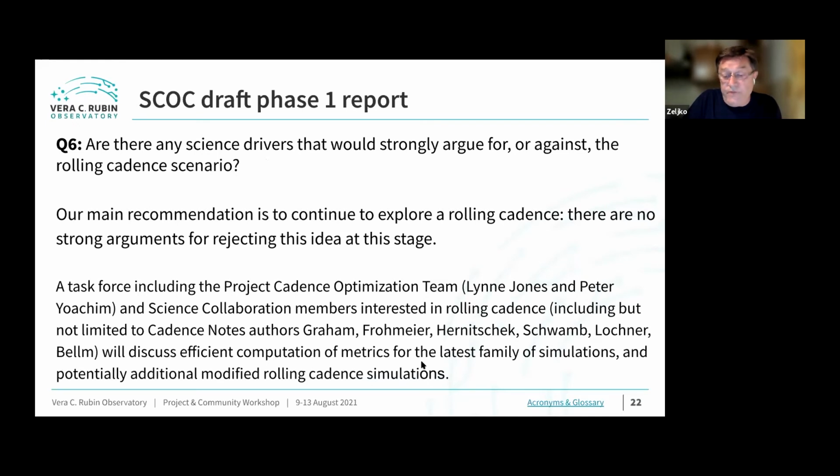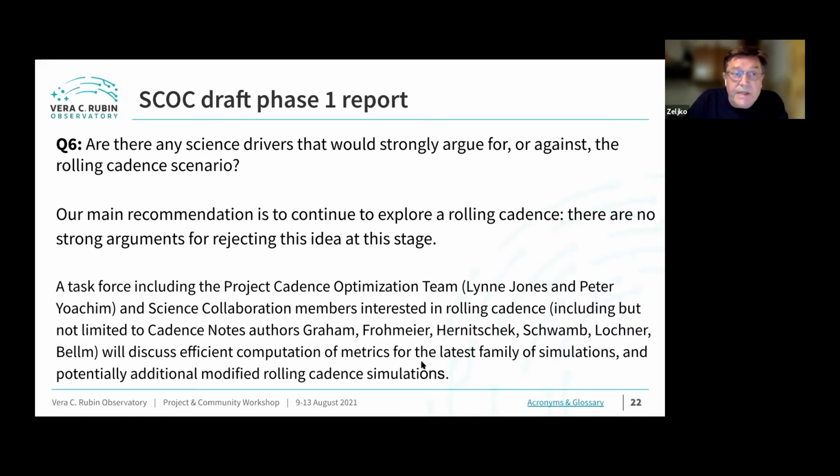We wanted to also revisit the question of rolling cadence. Rolling cadence is an idea where instead of taking data uniformly in time, you get more data in a given period of time, and then you get very little data for the rest of it. Of course, the integral is the same, but it's almost like an accordion and how it looks, you have these dense clumps.